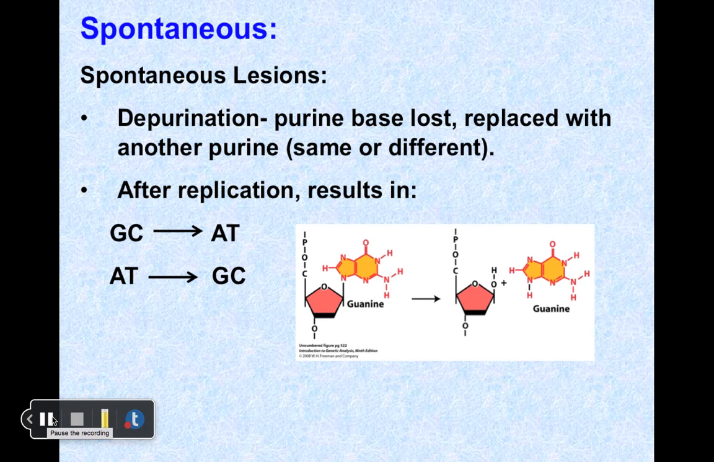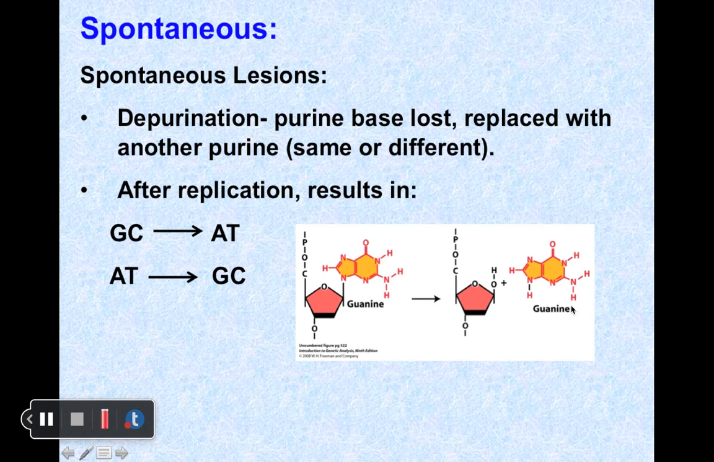In addition to mutations occurring during DNA replication, they can also occur after DNA has been produced. So we can talk about spontaneous lesions, for example, this concept of depurination. We're simply talking about a situation where a purine base, for example guanine, can be separated from the sugar molecule. The same thing can happen with pyrimidines as well, but it's not as common or frequent as depurination is.